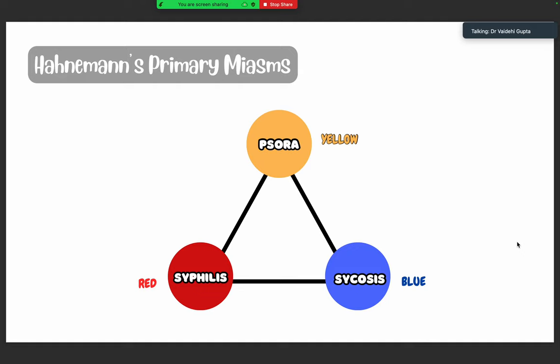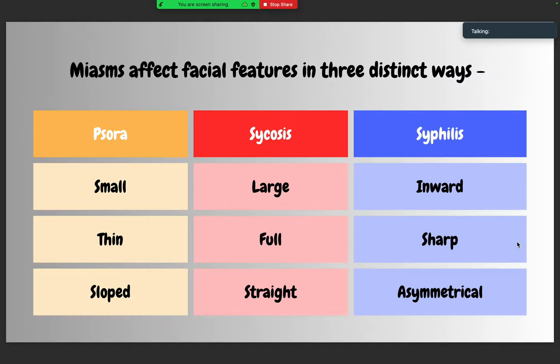So in further slides, when it is written in yellow, it signifies Psora. When it is written in red, it signifies Syphilis. And when it is written in blue, it signifies Sycosis. Miasms affect facial features in three distinct ways. In Psora, the features are small, thin and sloped, like small eyes, small mouth, thin lips. Sloped is very important in Psora. Sloped means inclined, not in a straight line, slightly inclined or angulated, like sloped forehead, sloped chin, sloped ear.